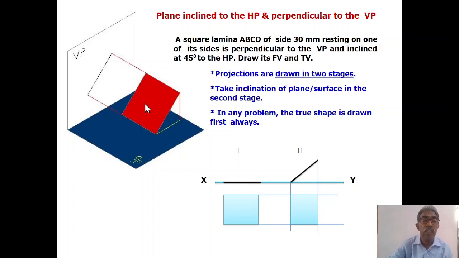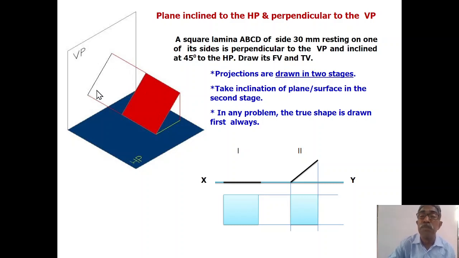Now whenever a plane is inclined to the horizontal plane, its inclination is seen in the front view. You can observe the inclination of the plane. As it is inclined to the horizontal plane, that inclination is seen in the front view. In the front view you will get an inclined line making the same angle as the plane makes with the horizontal plane. So this angle is 45 degrees. Then this is the front view line.